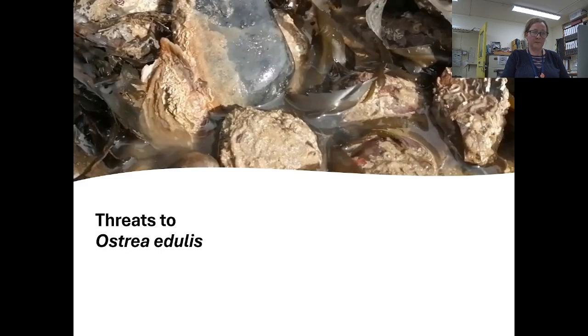So what are the threats to Ostrea edulis? Well, in the 1800s, overfishing reduced numbers, and then pollution almost finished it off completely. And it has been difficult for the oyster to make a comeback. Oysters are filter feeders, and so any pollutants will be inhaled and have a negative effect on the animal.